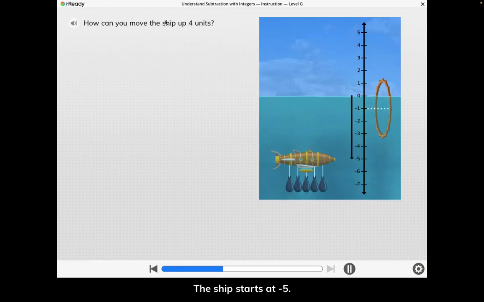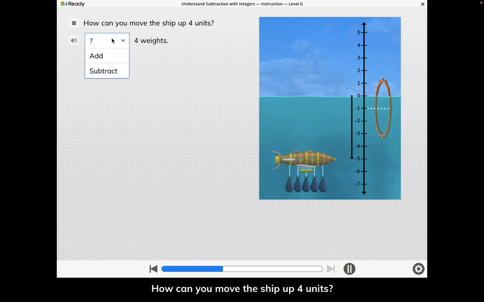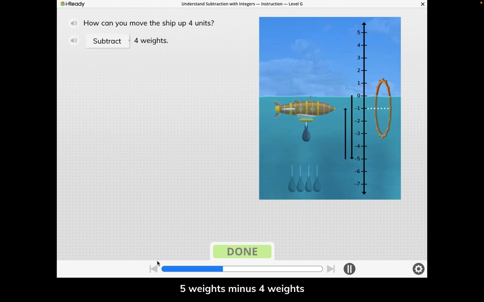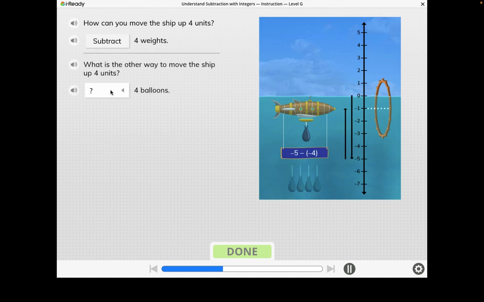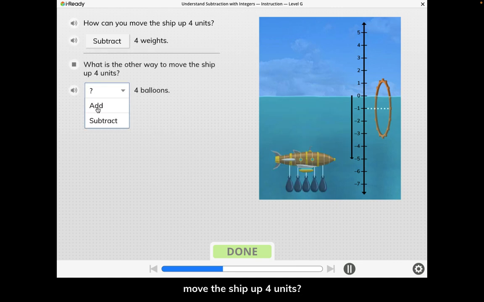I can move the ship up 4 units. So we start at negative 5, and so we gotta subtract 4 weights. Why is this taking so long? Alright, what is another way to move the ship up 4 units? Add 4 balloons.